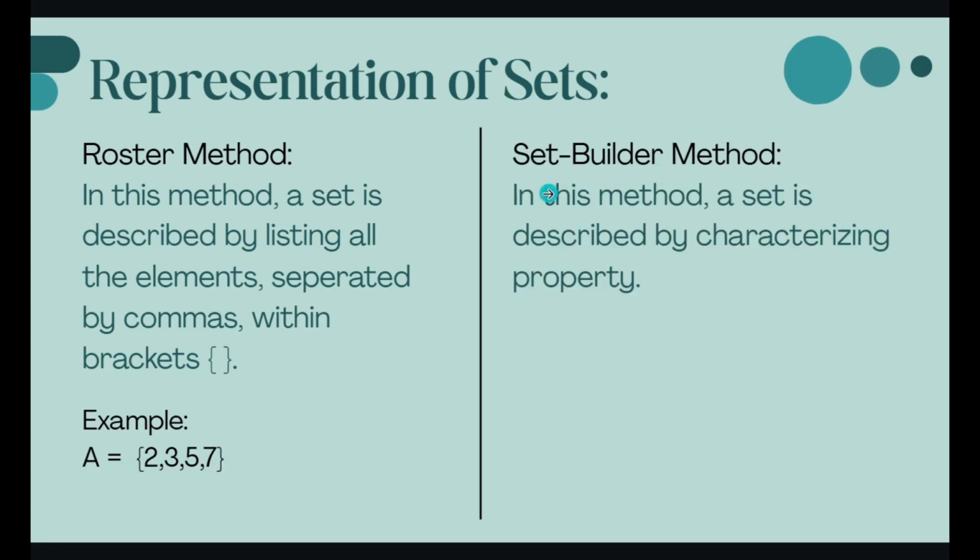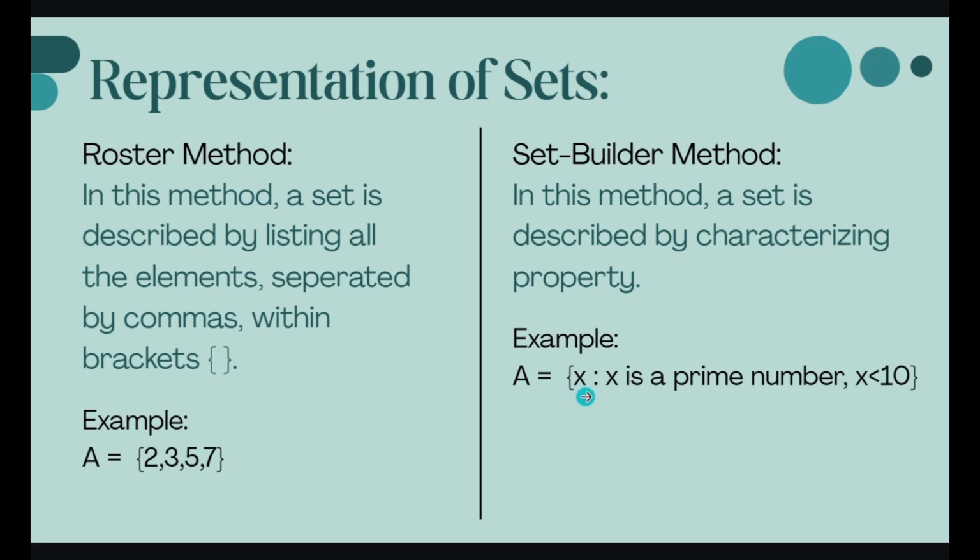And the second one, set builder method. In this method, a set is described by a characterizing property. Now taking the same example from the roster method, in set builder method, we write it as set A equals {x : x is a prime number, x is less than 10}. It might be confusing, but here we are describing the characteristics of the elements.